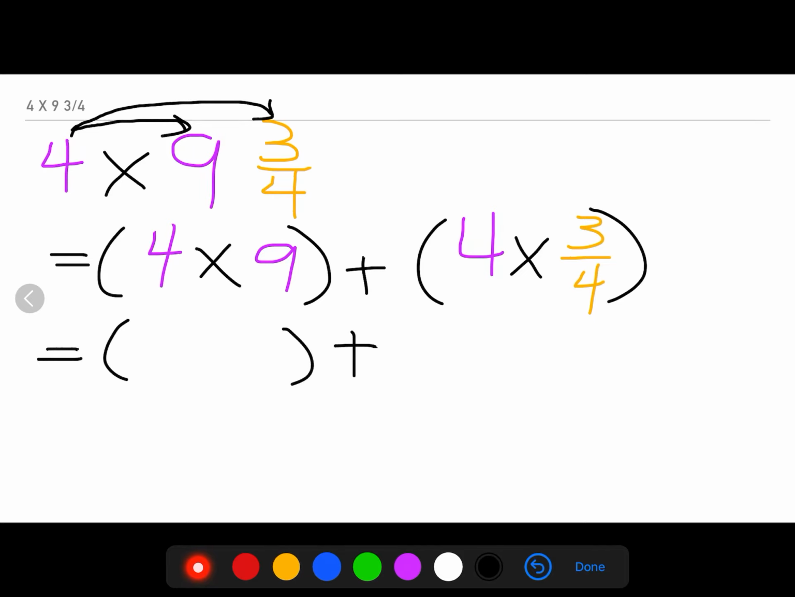Go ahead and solve for your first set of parentheses. Go ahead and solve. 4 times 9. What do we get in our first set of parentheses? Awesome. Quick math, guys. Good job. 36. Now, what about my second set of parentheses, my second partial product? 4 times 3/4. What do we get here? Awesome thinking. 12/4.